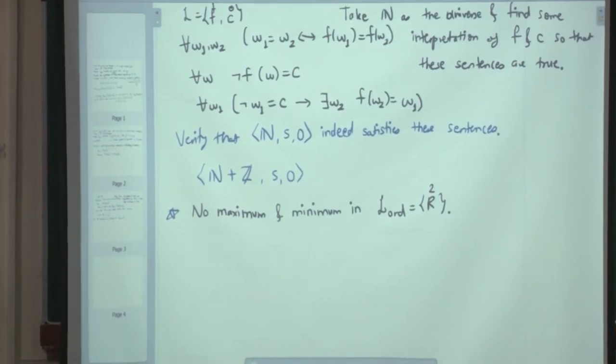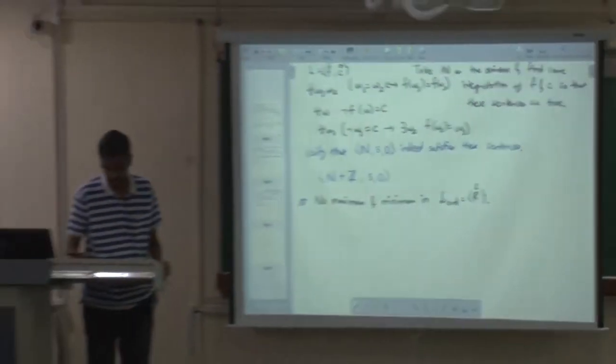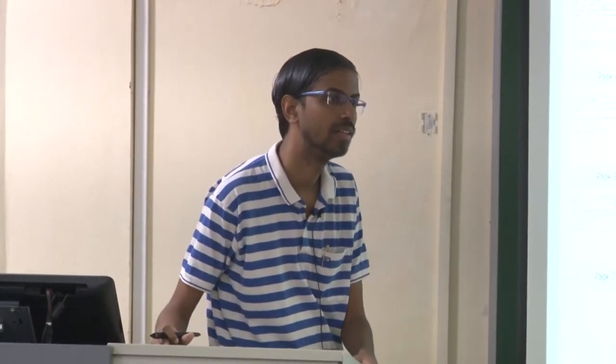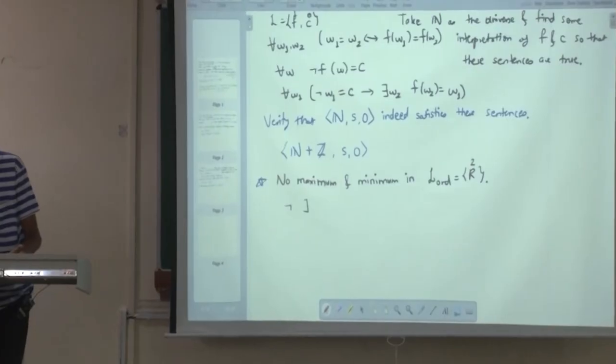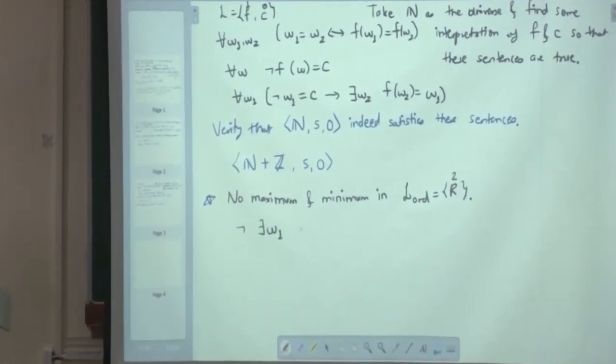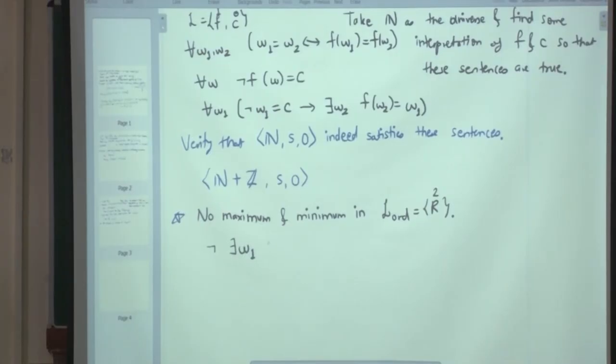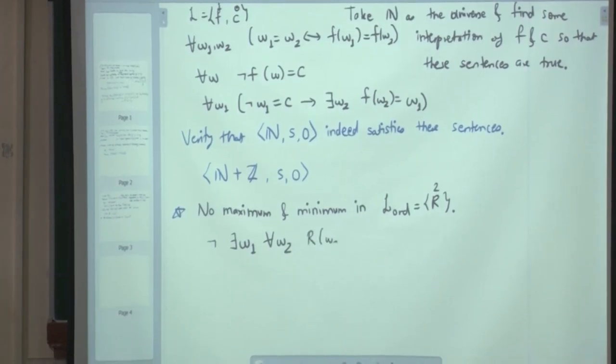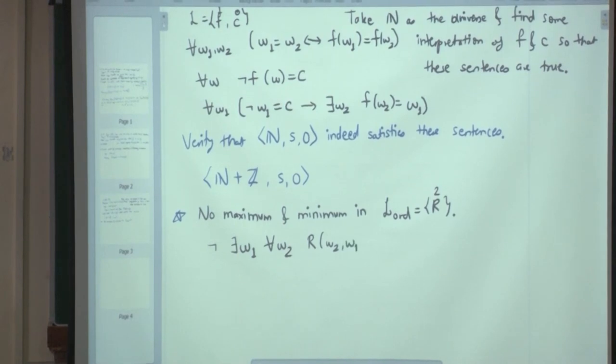No maximum. Yes? Loudly? Okay, negation of there exists W1, let's write it. And for all W2, R of W2, W1. For maximum or minimum? Is it greater than or less than? I don't know.